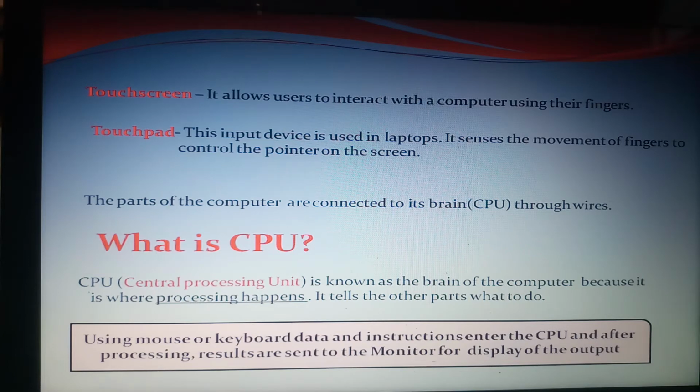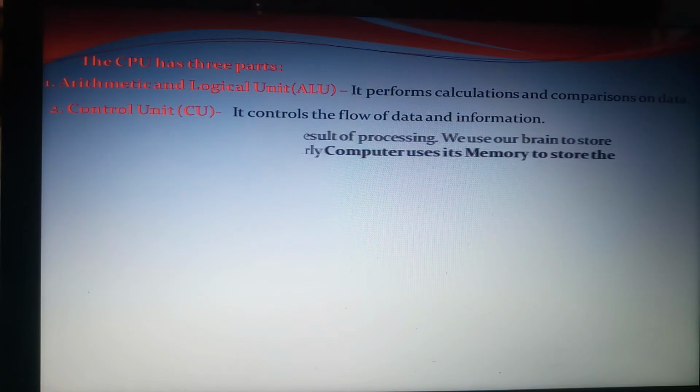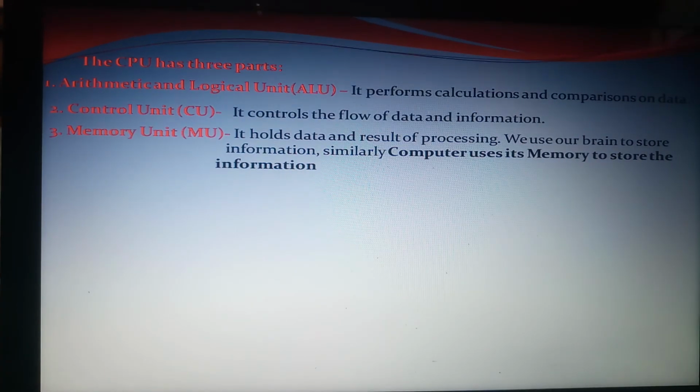The CPU has three parts: arithmetic and logic unit, ALU. It performs calculations and comparisons on data. Next is control unit, CU. It controls the flow of data and information. Third one is memory unit, MU. It holds the data and result of processing. We use our brain to store information. Similarly, computer uses its memory to store the information.